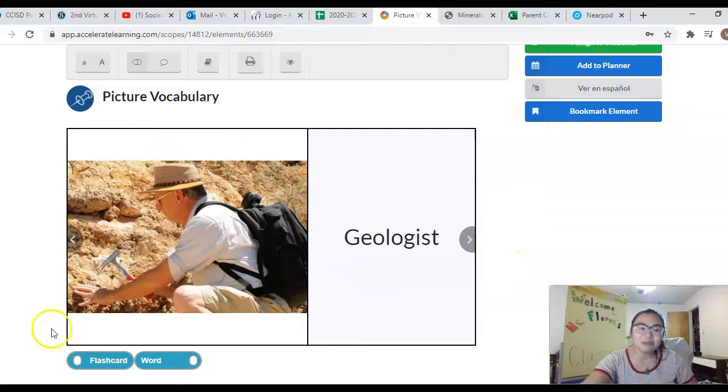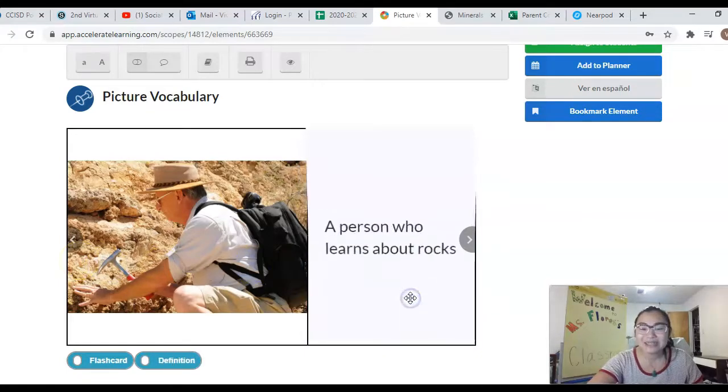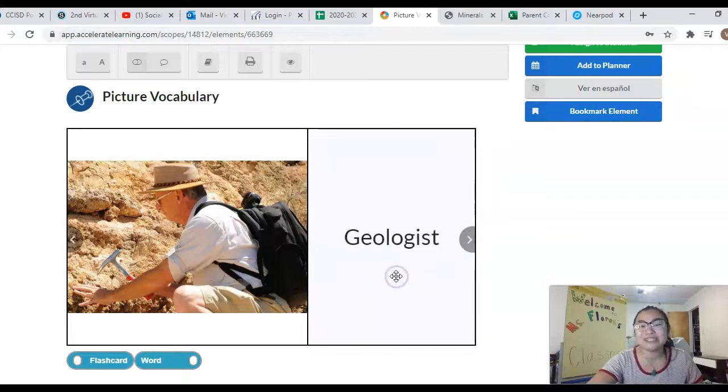Geologist. And I'm looking at this picture and I'm going to make some predictions. What do I think a geologist does? I'm looking at the picture and I can see that there's a man. He has what looks like a hammer or a pickaxe and he's in front of a bunch of rocks. And I know that our unit's about rocks. A person who learns about rocks. That's what a geologist is.